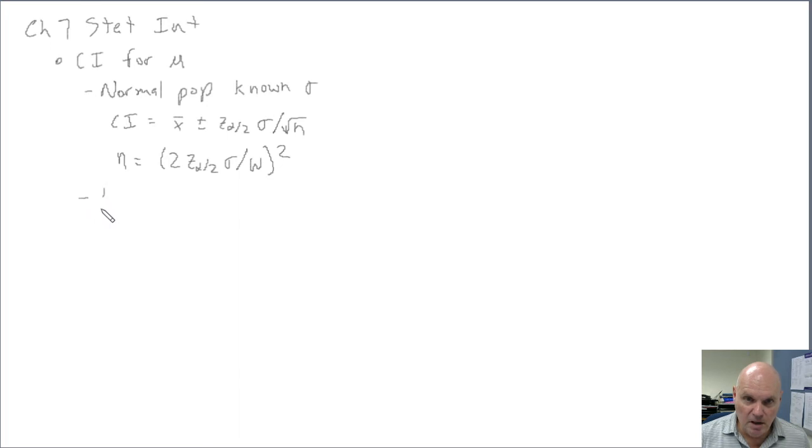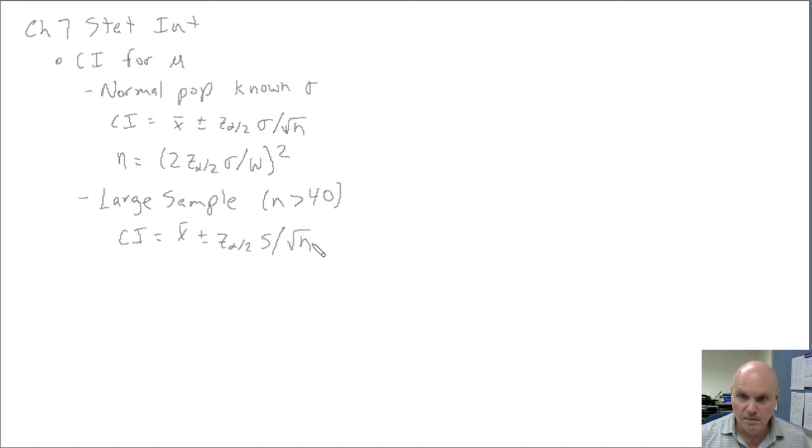Then we made the problem a little more realistic, first by considering the large sample case, and here we took as a rule of thumb the number of observations is greater than 40. The confidence interval here is x bar plus or minus z alpha over 2, and now we just substitute in the sample standard deviation for sigma in the previous one, and otherwise the formula is the same.